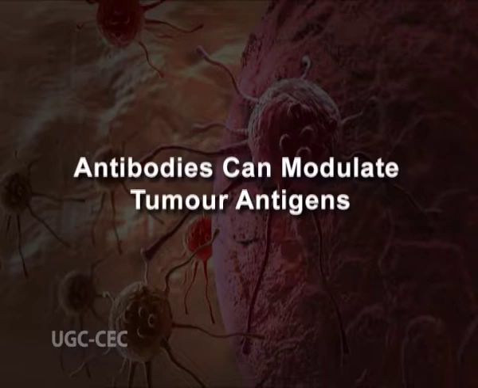Antibodies can modulate tumor antigens. Tumor specific antigens disappear from the surface of tumor cells in the presence of anti-tumor antibodies and reappear after the antibodies disappear. This is known as antigenic modulation.